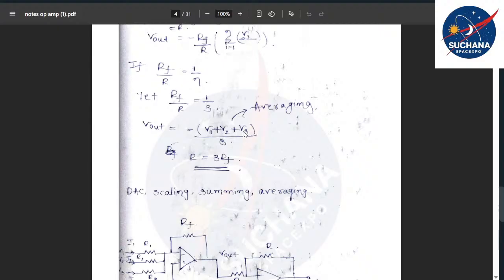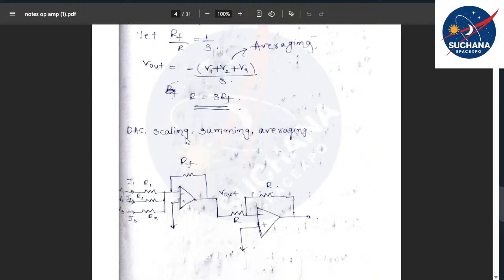If you want an op-amp to perform the averaging operation, what conditions do we need to follow? The first thing is R1 is equal to R2 is equal to R3 is equal to R, and RF by R is 1 by n, where we take the n value as 3. In other words, R must be equal to 3 times RF, where RF is the feedback resistance. In this scenario, the output voltage becomes equal to the average of the input voltages, but here inversion is taking place.